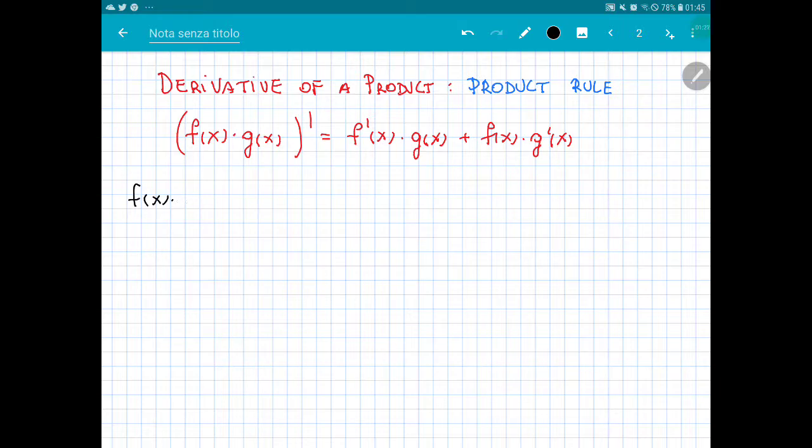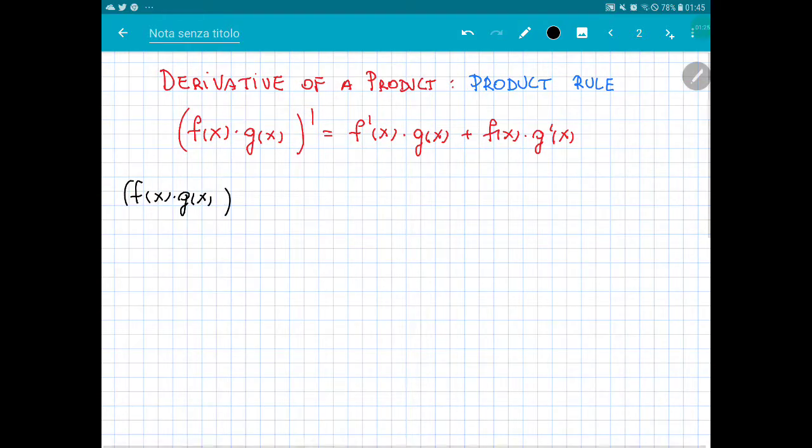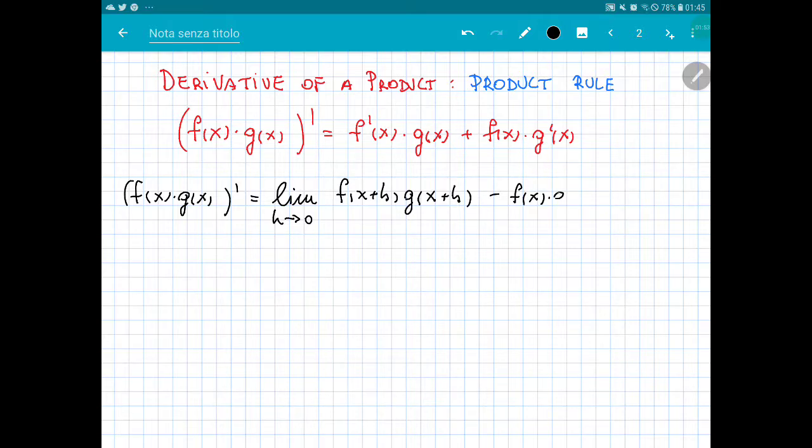So once again, we start from the definition of the derivative. So what is the derivative of f times g? By definition, this is the limit as h approaches 0 of the product computed at x plus h, so this will be f of x plus h times g of x plus h, and then minus the product evaluated at x, so f of x times g of x, all divided by h. Now here it seems that there's not much that we can do, and therefore we're going to use a trick.